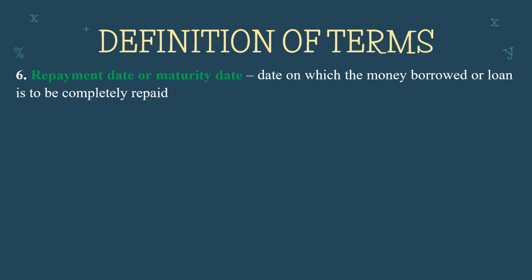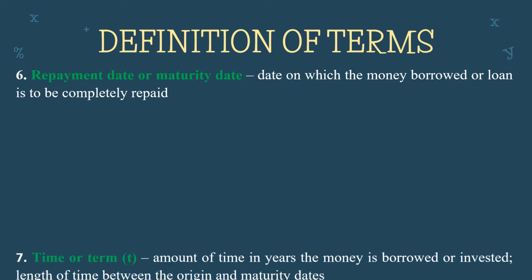Next is repayment date or maturity date. That is the date on which the money borrowed or loaned is to be completely repaid. So, for example, that is a loan. You need to pay the amount based on the agreement. So, that is the maturity date.